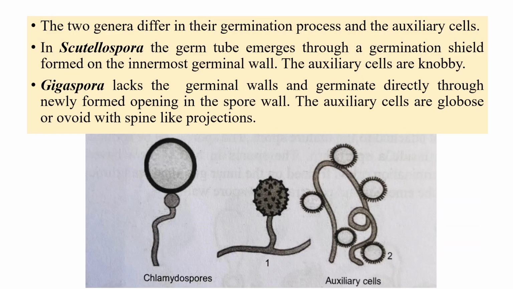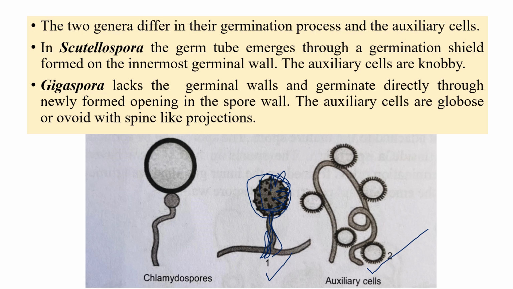And as I told you, two important genera are there. Let's take a look at this. This is Scutellospora and the second one is Gigaspora. When it comes to Scutellospora, imagine some kind of globose spore that is produced on the germination structure, and here they produce knobby structures. We can see echinulations, or knobby structures. So the auxiliary cells produced here are knobby. This is the first one, Scutellospora, having knobby cells.